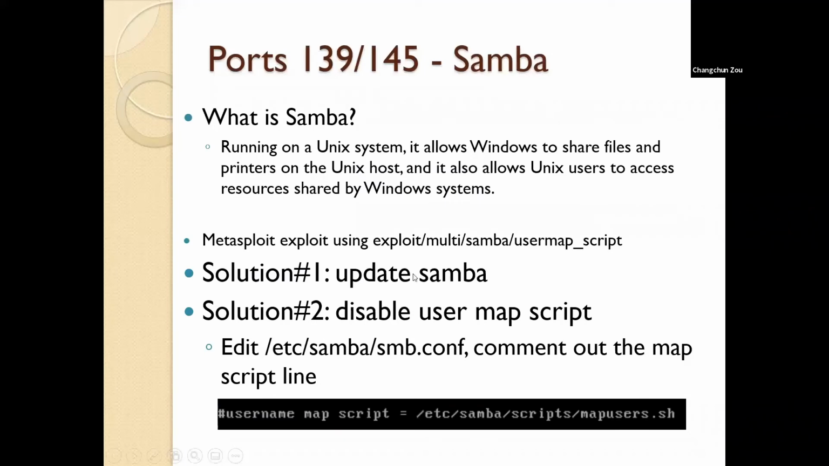Okay. So for the Metasploit attack, there is one attack module for the so-called user map script on this Samba service. So the Metasploitable Linux has this vulnerability. There are many solutions, just like the previous ones we had. You update Samba, but of course for Metasploitable Linux the App Store is not working. So if you want to update Samba, you have to download the Samba program for Ubuntu Linux by yourself and install it on this Metasploitable.